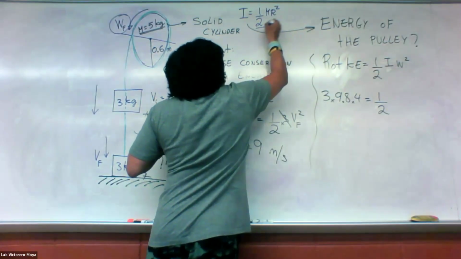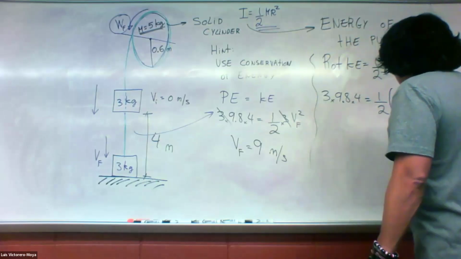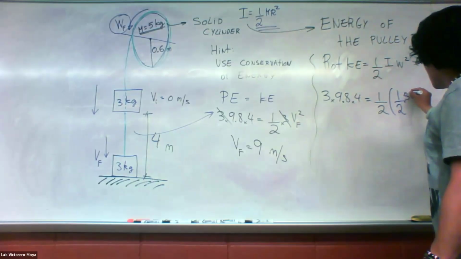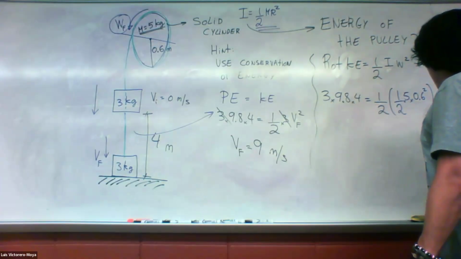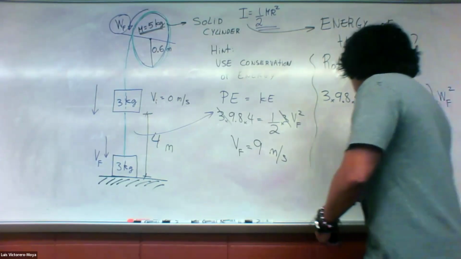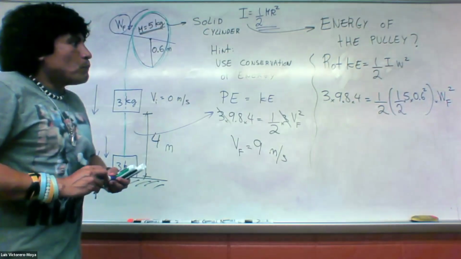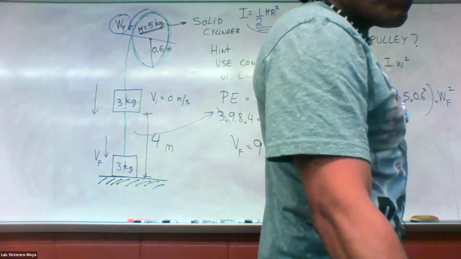That's the I, okay? So 1/2 mass of the cylinder, the pulley, radius squared, multiplied by W final squared. And you solve for W final. That's it.